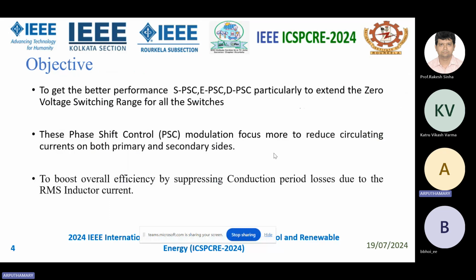So my ultimate aim of this presentation is to find which modulation will give the highest ZVS range for the switches. I am also comparing all three modulations based on the duty ratio in order to reduce the circulating current present in the primary as well as the secondary side. If I reduce the circulating current, automatically the conduction loss gets reduced, and overall efficiency can be improved.